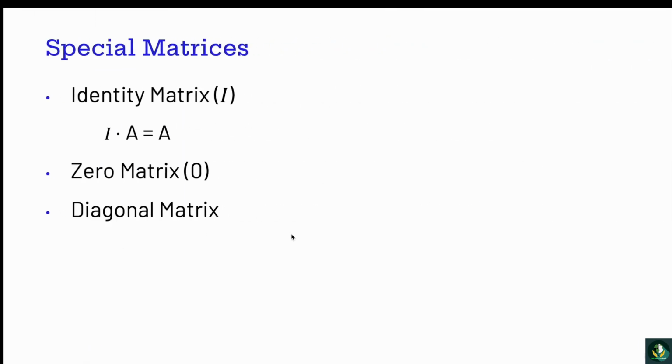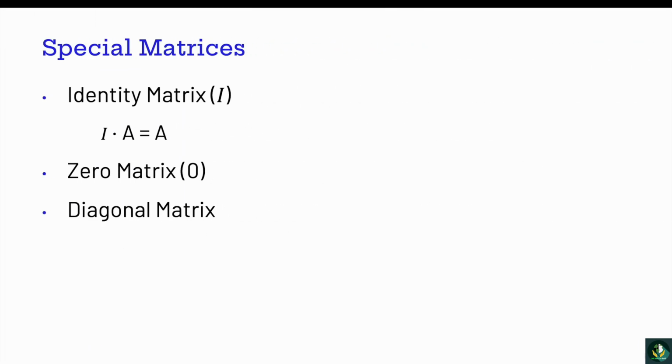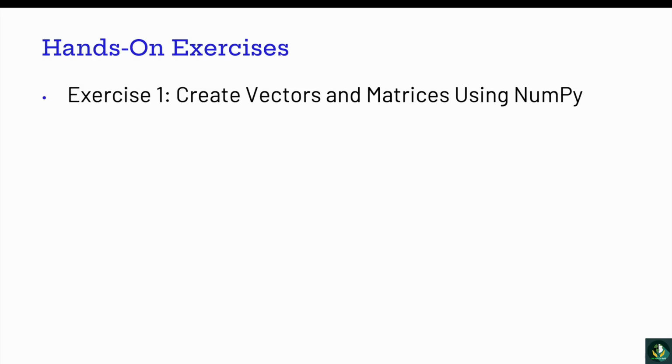Now that we understand all the different types of matrices, let's go and play around with them. Let's head to hands-on exercises. So our first exercise is to create vectors and matrices using NumPy, just to get started with things. Our objective here is to practice creating and manipulating vectors and matrices. First, let's create two matrices of size 2 by 2, and then we'll perform addition, subtraction, and scalar multiplication.